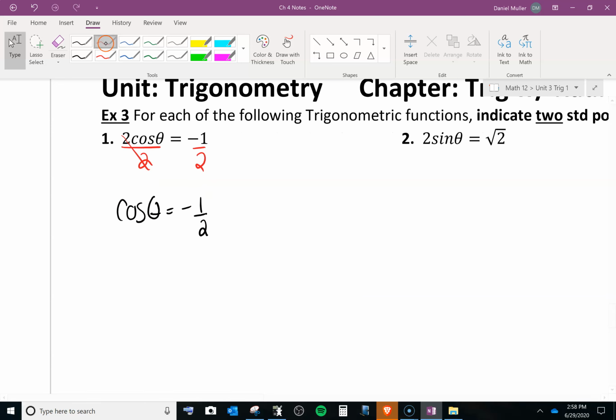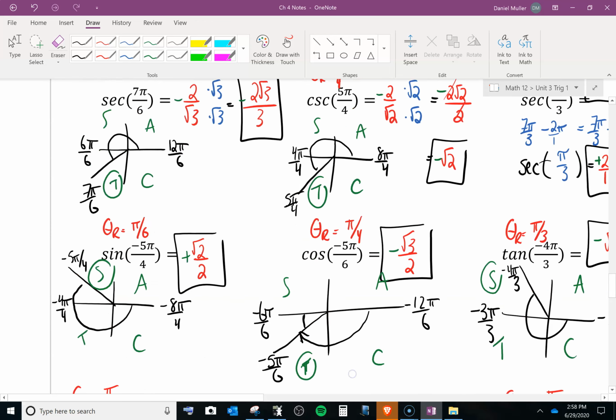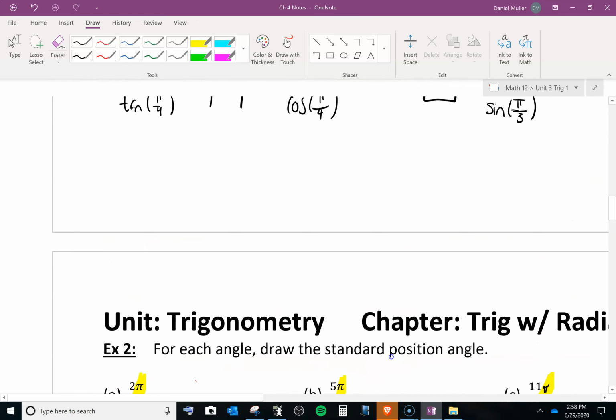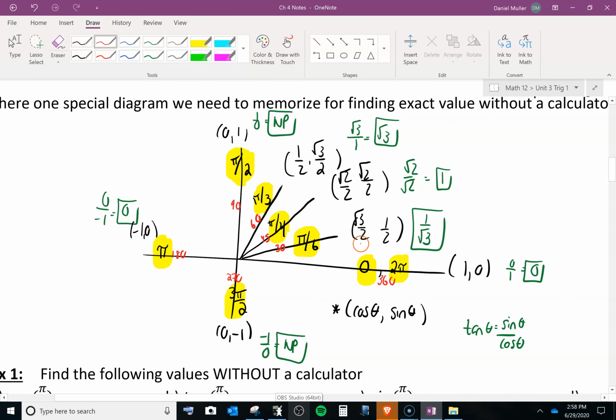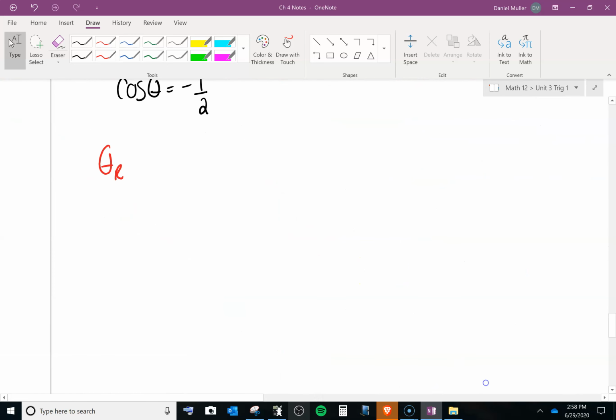And so we take a look and we say, well, what is our reference angle? For cosine, when does cos get us a half? That's what we're trying to figure out. So I look at my chart, and cos is on the left. Now when is cosine a half? Oh, here, at pi over 3. So pi over 3 for cosine gets me a half. So I'm at pi over 3.